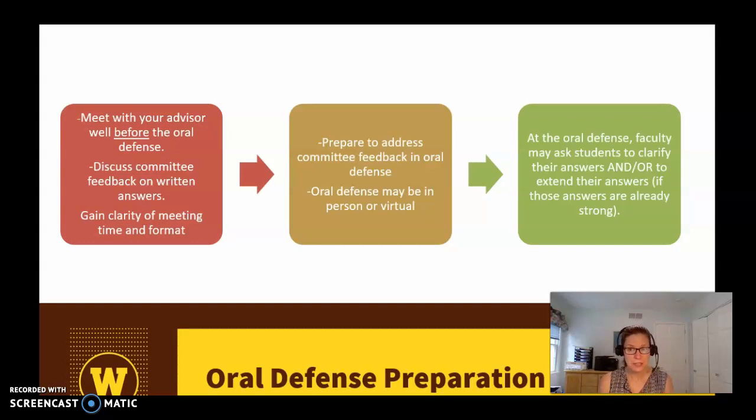At the oral defense, typically faculty members ask you to expand on your answers, elaborate on your answers, perhaps talk through the answers or add to them if the answers are already strong. And if you ran out of time while you were writing, this is the opportunity for you to add in on those omissions.